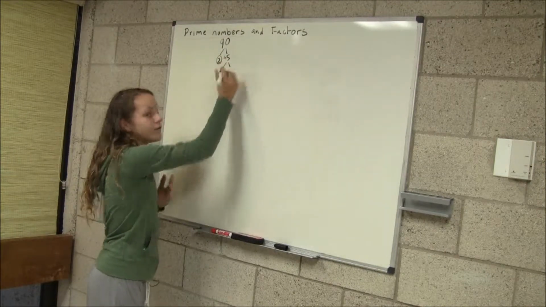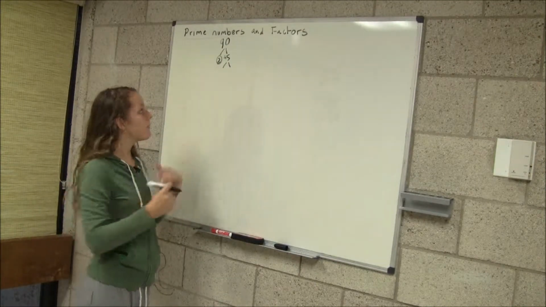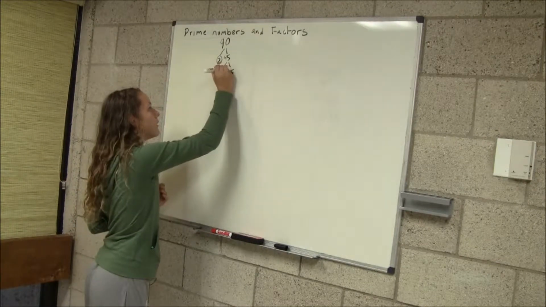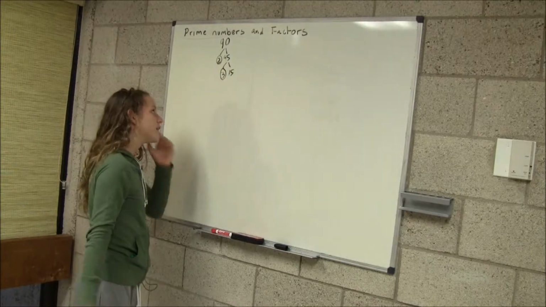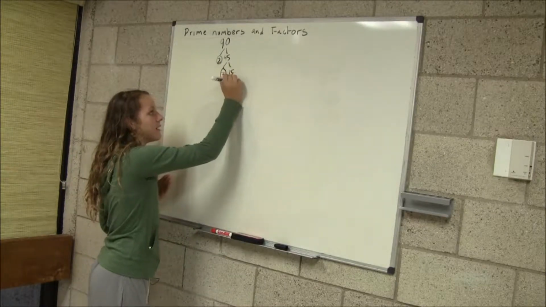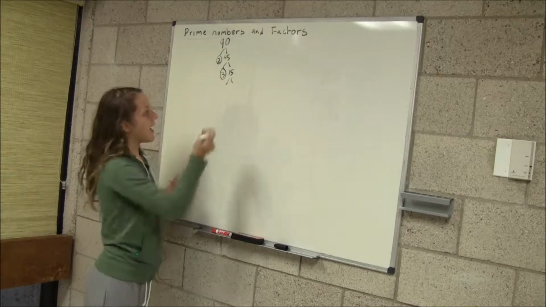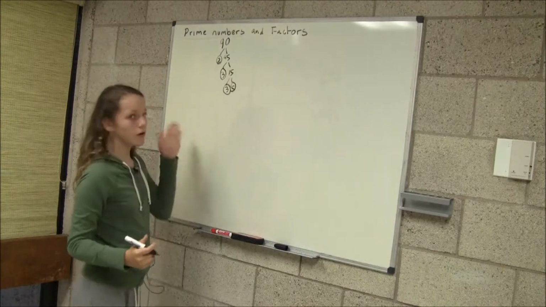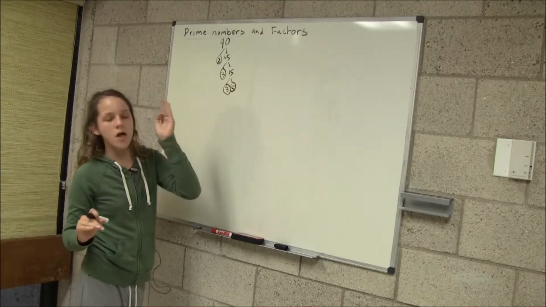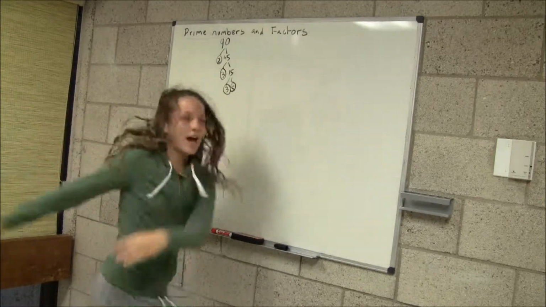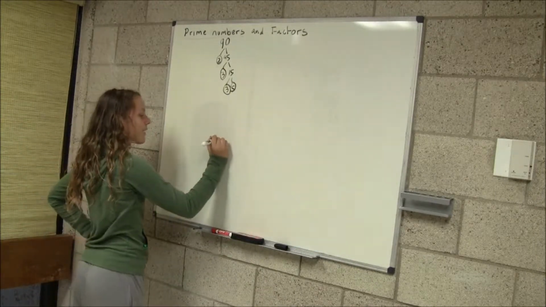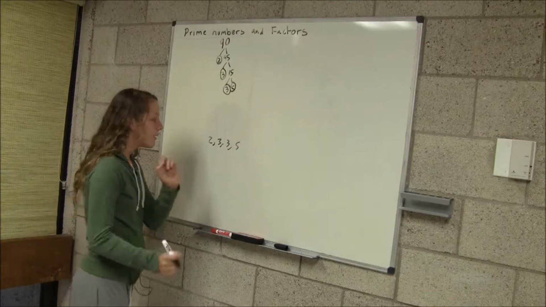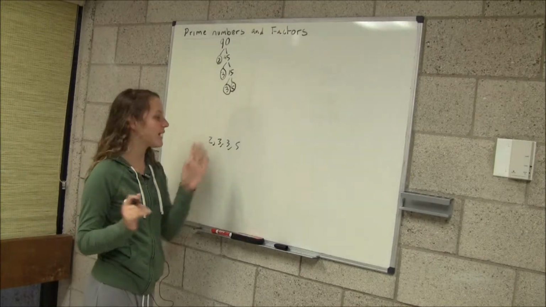So now, 45 can turn into 3 by 15. 3 is a prime number, a prime factor, so we can circle that. Now 15 is 3 by 5. These are each prime factors, so we circle them. Now I will show you the life hacks. So 2 by 3 by 3 and then by 5.